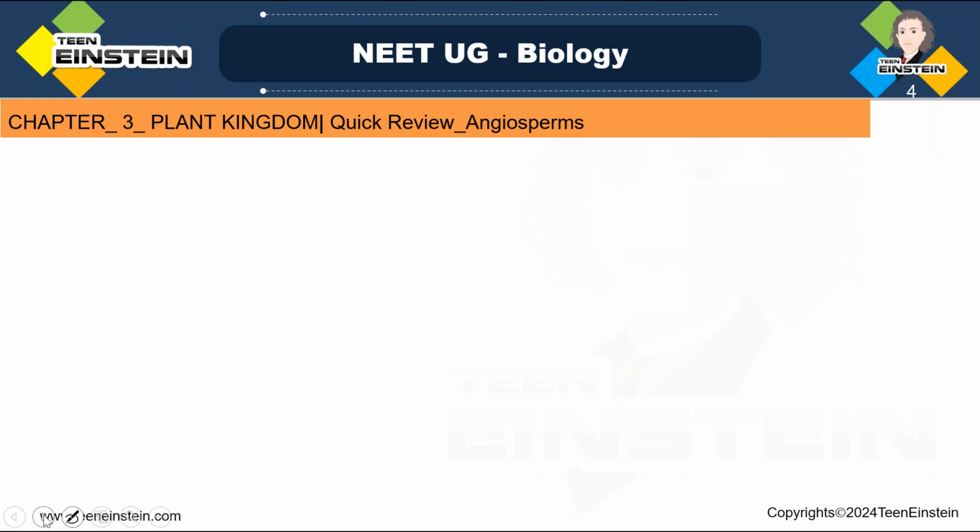So let's start now. We are going to learn about angiosperms. Angion means vessel, and sperma means seed. So angiosperms are the plants in which the seeds are formed inside the fruit, right?